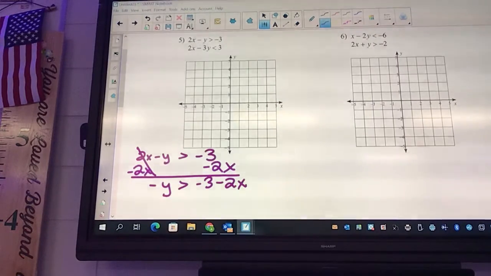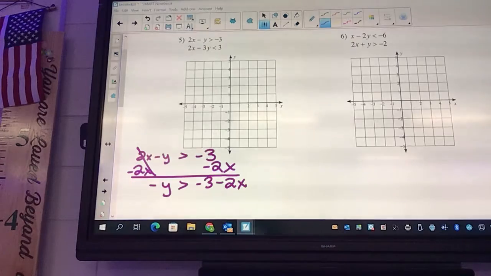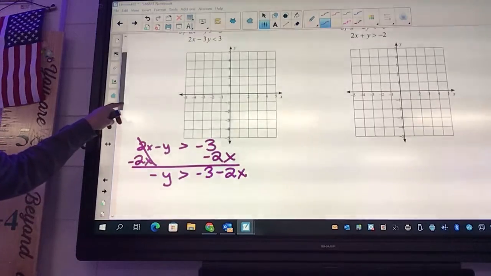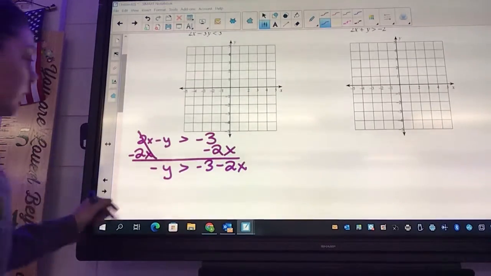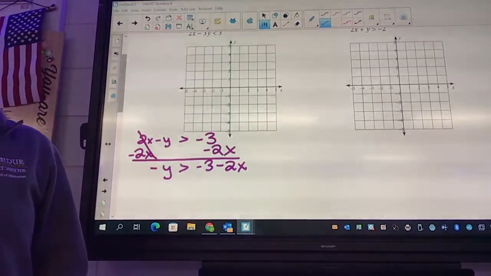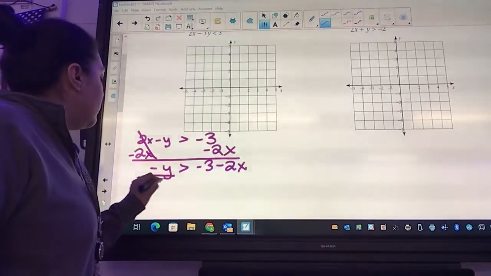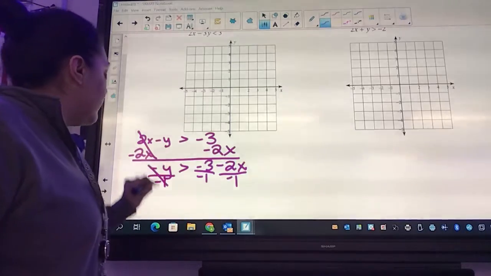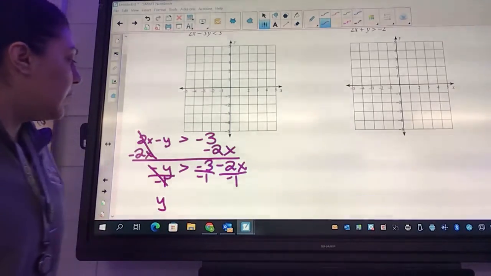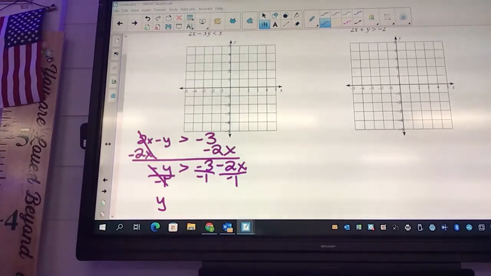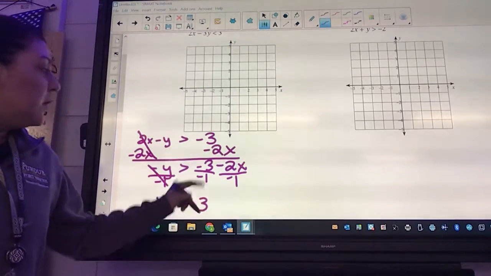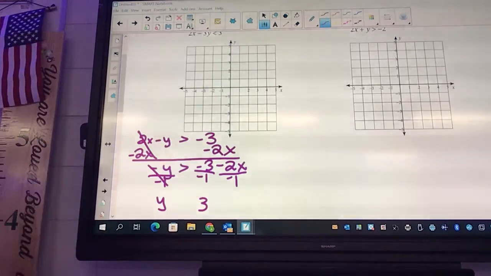Okay, so your steps are always going to be to add or subtract the x's and then divide by the number next to the y. Okay, what is the number that's next to the y? Negative 1. Okay, so divide each piece by negative 1. So you're going to get y. What is negative 3 divided by negative 1? 3. Negative 2 divided by negative 1.